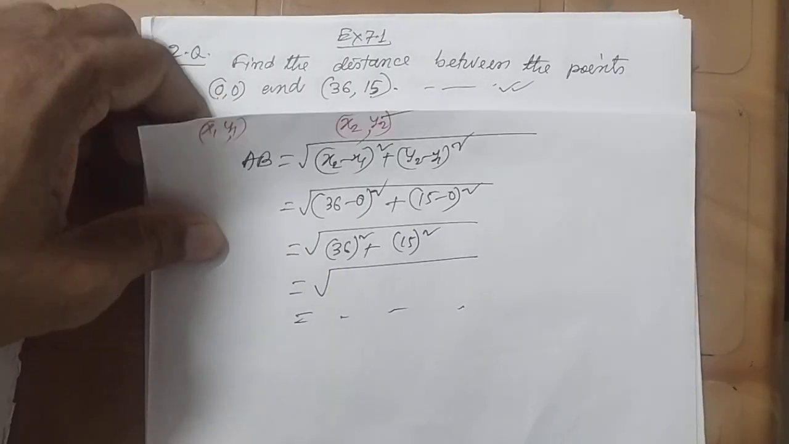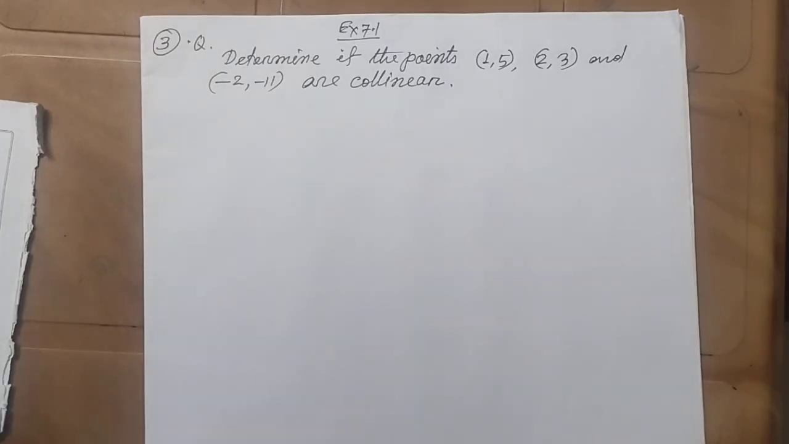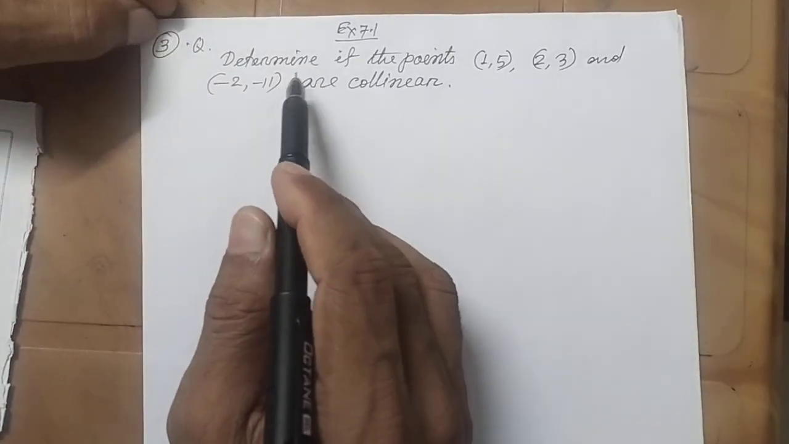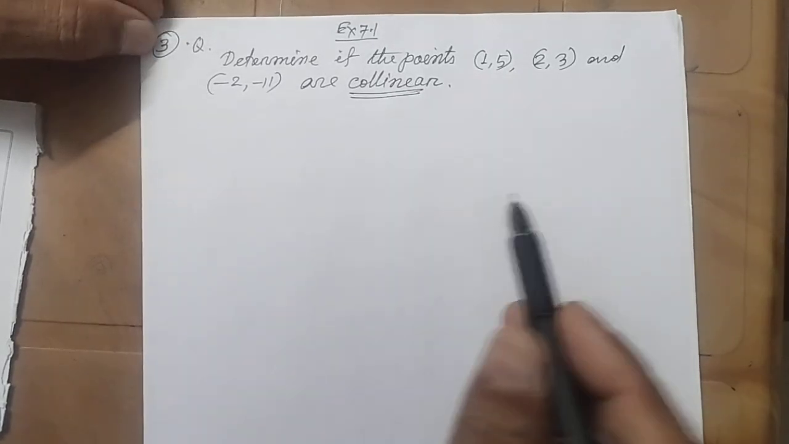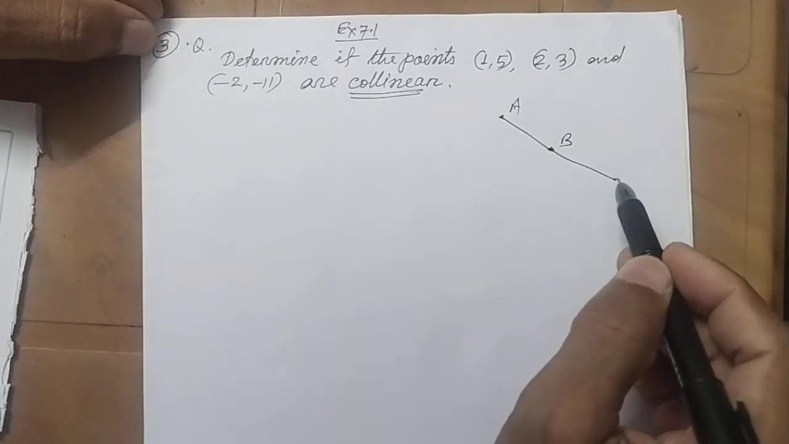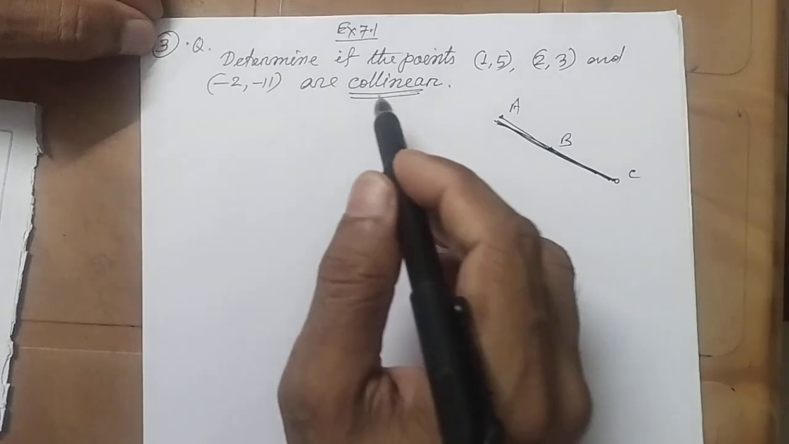Now you have another question, the third question. Question number 3, I am giving the solution here too. It is about checking whether 3 points are collinear. Collinear means lying on the same line. You see point A, point B and point C. If the 3 points lie on the same line, that is called collinear.